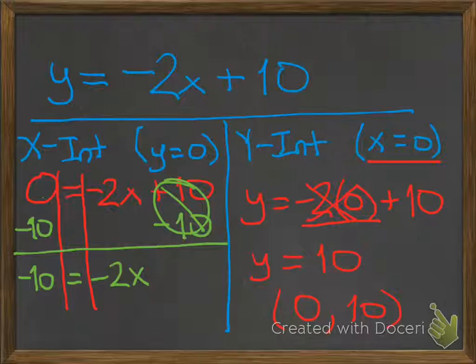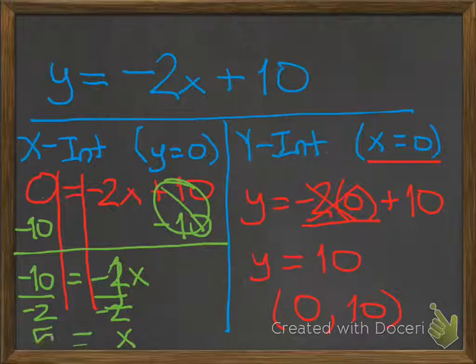Then to get x by itself, we see that negative 2x means negative 2 times x, so we have to do the opposite of that, which is divide. We divide both sides by a negative 2. The negative 2's on the right side are going to cancel out. That's going to leave us with x equals negative 10 divided by negative 2. A negative divided by a negative is a positive, so it'll be positive 5. And therefore, the point for the x-intercept would be 5, 0.